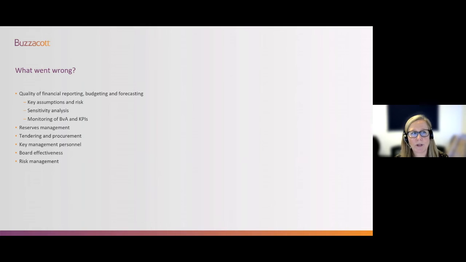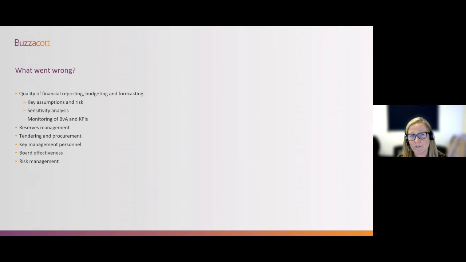So if we look at some of the points on the slide here in turn, first the quality of financial reporting and budgeting and forecasting. And the scenario here is that the trust has traditionally been able to break even. There hasn't been any immediate significant financial pressures. So perhaps the quality of the financial information presented to the board wasn't challenged in as much detail as it might have been otherwise, or if there had been more pressures.